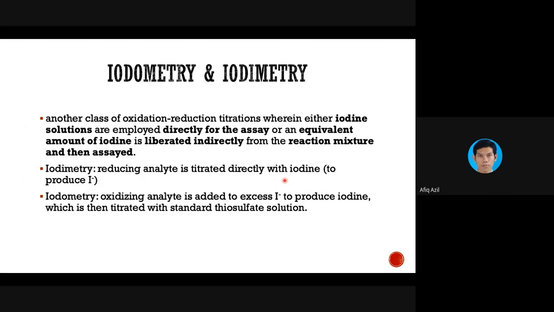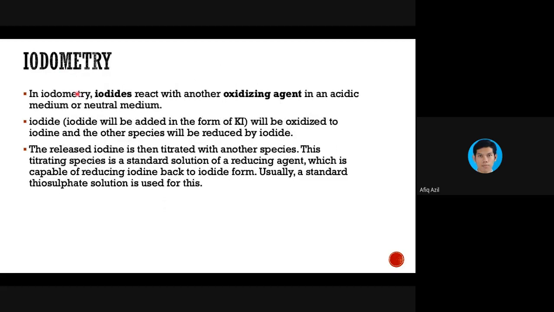So the one in your burette will be your iodine. But for iodometry, the oxidizing analyte, the one in the test solution, is added to excess iodide ion in order to produce iodine. Then it will be titrated with standard thiosulfate solution. This is pretty straightforward, though it involves a few steps. So we look into iodometry first.